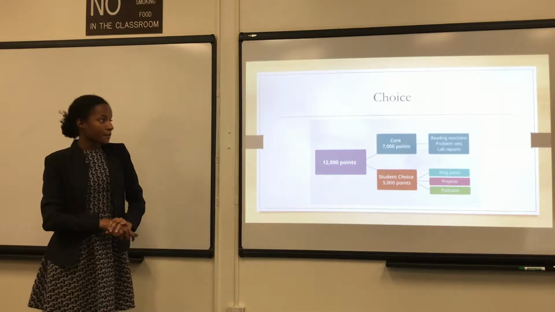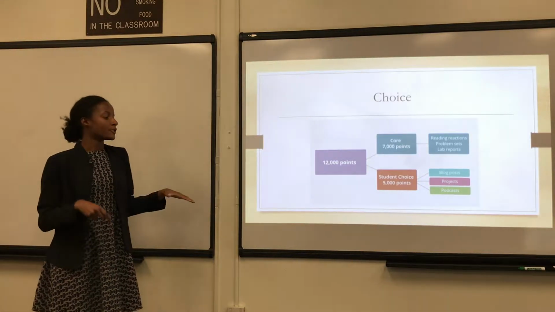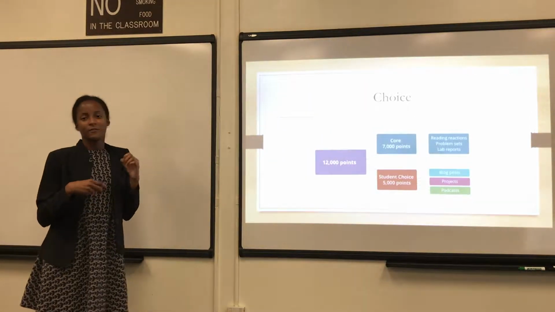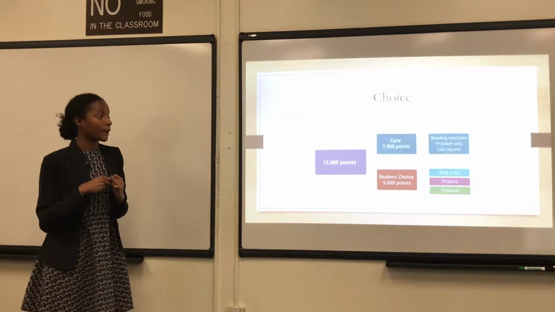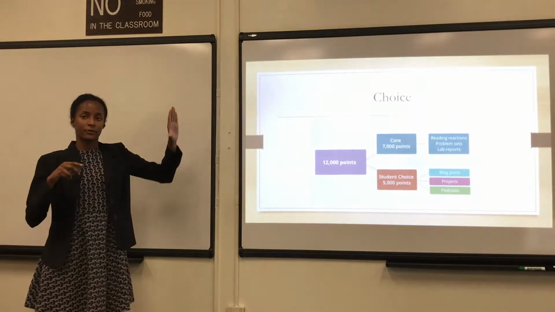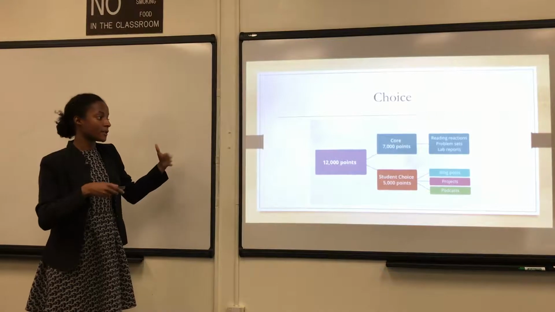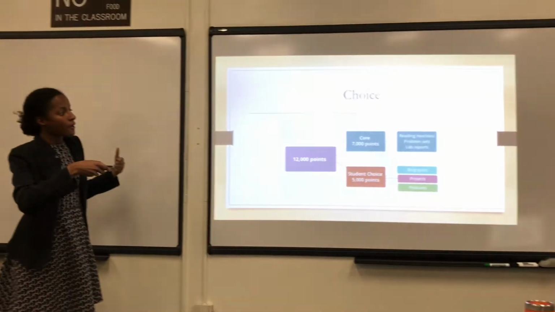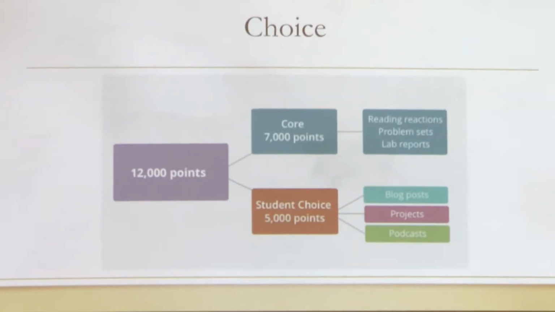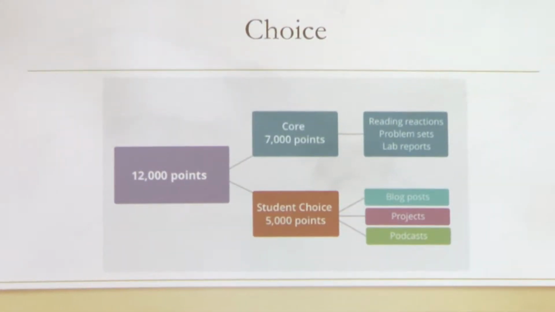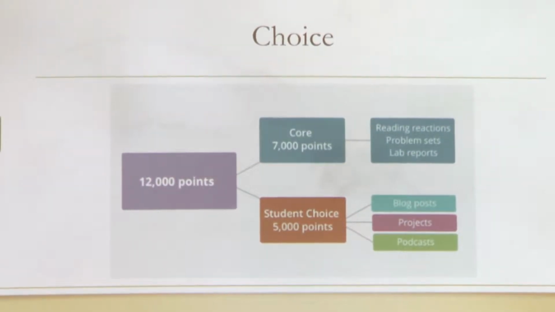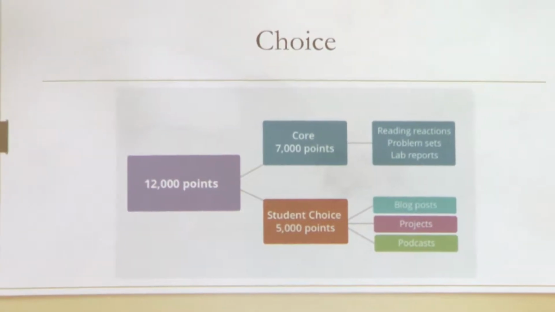So one of the first things I want to talk to you guys about is choice, which is useful for promoting autonomy, because students need to feel like they have control over their learning environment. So in order to do this, they suggested that you have your core points. So in this example, they said 12,000 points is an A. The core points are the assignments that you absolutely want your students to complete, you think it's absolutely necessary for them to do. So in this example, they have reading, reactions, problem sets, and lab reports. That was that teacher's core education.